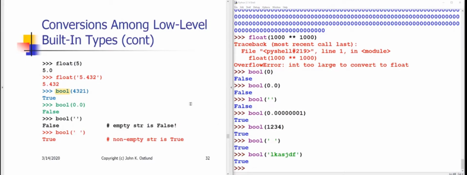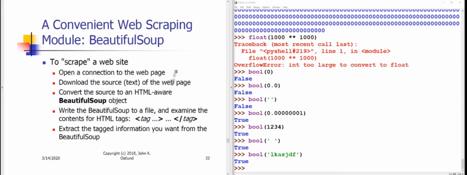Okay, so that takes care of the conversions back and forth among the low-level data types in Python. Next up, we're going to take a look at a monstrous beast called Beautiful Soup, which I don't know. I mean, the name of this thing is a multi-dimensional joke in a way.